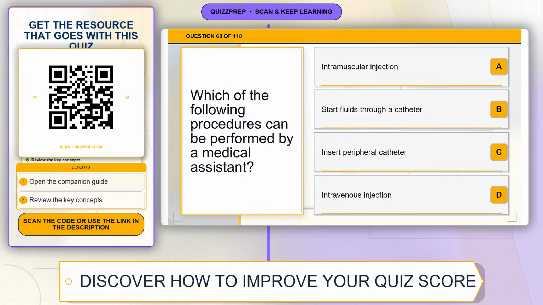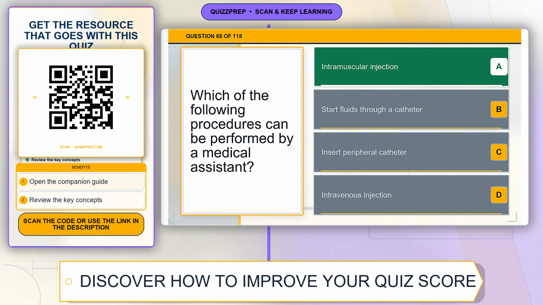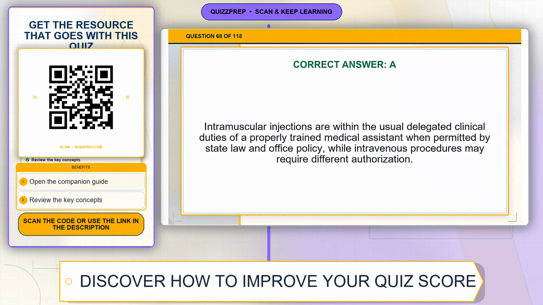Question 68. Which of the following procedures can be performed by a medical assistant? Option A, intramuscular injection. Option B, start fluids through a catheter. Option C, insert peripheral catheter. Option D, intravenous injection. The correct answer is option A, intramuscular injection. Explanation. Intramuscular injections are within the usual delegated clinical duties of a properly trained medical assistant when permitted by state law and office policy, while intravenous procedures may require different authorization.